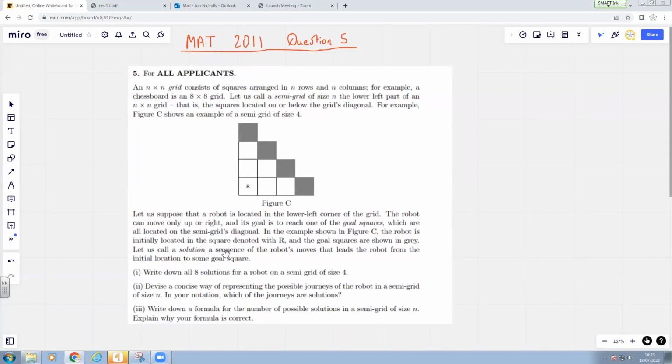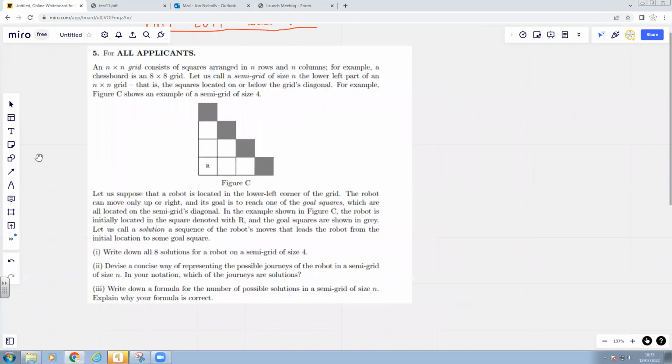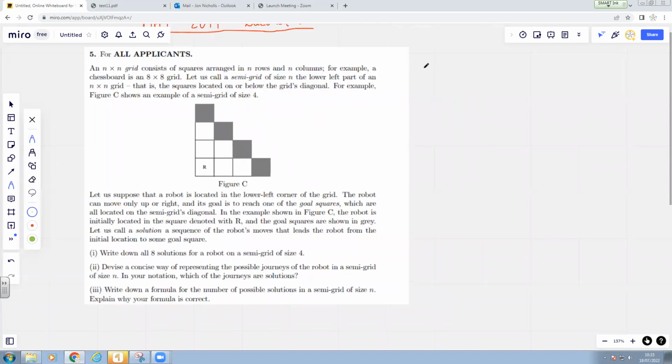Now, what have we got here? In the example, the robot is initially located here, and the goal squares are shown in gray. Let us call a solution a sequence of the robot's moves that leads the robot from the initial location to some goal square. Write down all eight solutions for a robot on a semi-grid of size four. My first thought was to let u equal one move up, and naturally r equal one move to the right.